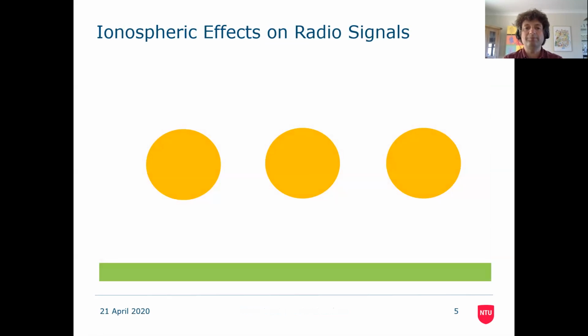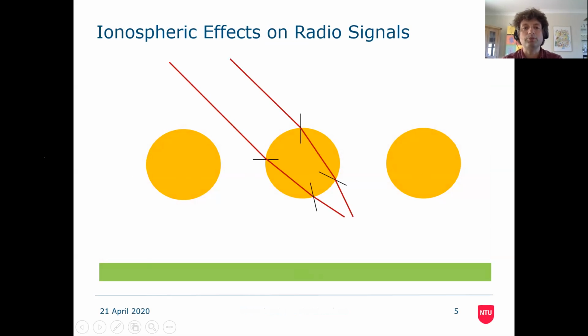So what's happening to the radio signals coming from distant galaxies? Well, here we've got the ground, and here we've got some plasma structures in the Earth's upper atmosphere. And these plasma structures are denser than their surroundings. So if we look at radio waves coming in from a distant radio source, like a distant galaxy, as they go into this dense structure, they bend towards the normal. As they come out of that structure, they bend away from the normal.